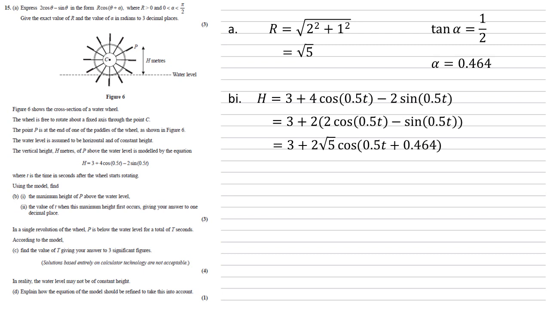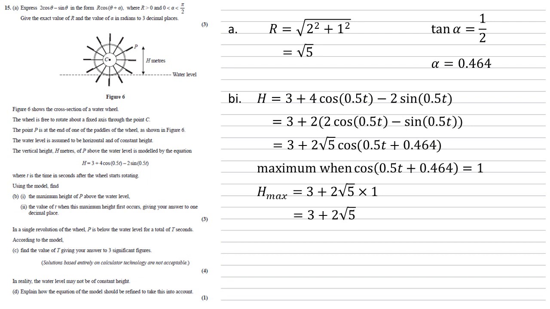Now, the maximum height for this, we can see that's going to happen when the second term is at its maximum. Well, this is going to happen when cos is equal to 1, because that's as large as cos can get. So the maximum is going to be 3 plus 2 root 5 times 1, which is just 3 plus 2 root 5.